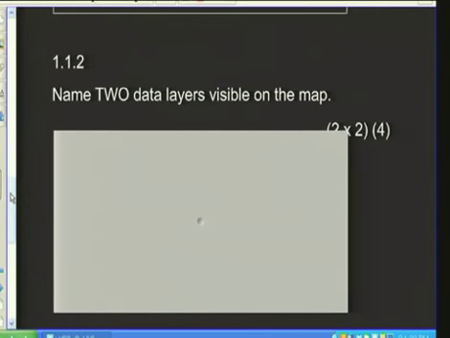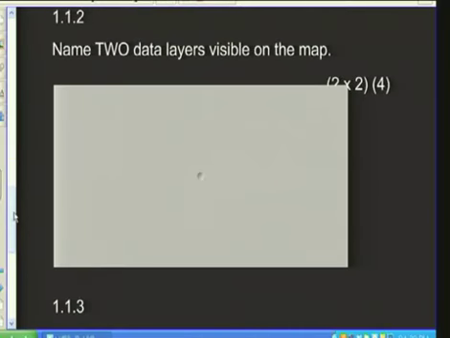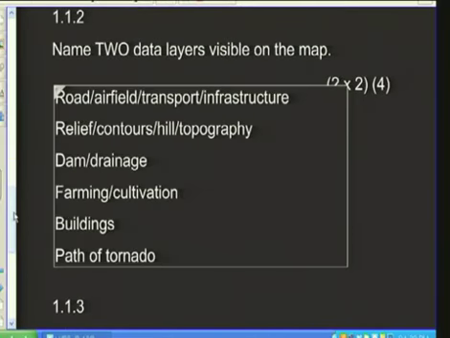Further from there, 1.1.2, name 2 data layers visible on the map. If we were to go back to that map, remember, we found things like elevation, aquatic features, transport. Let's go down and check our memo. And we can see here the road, airfield, or transport infrastructure. That would be one layer. Relief or contours or elevation.